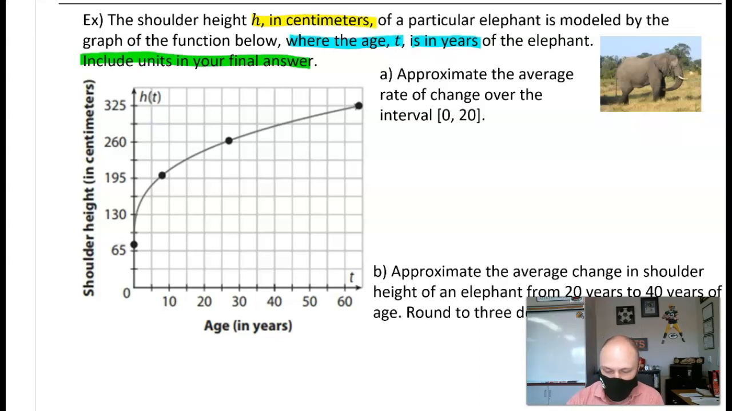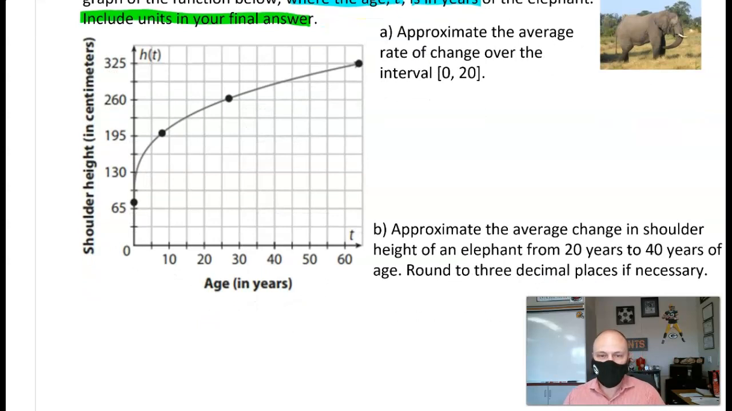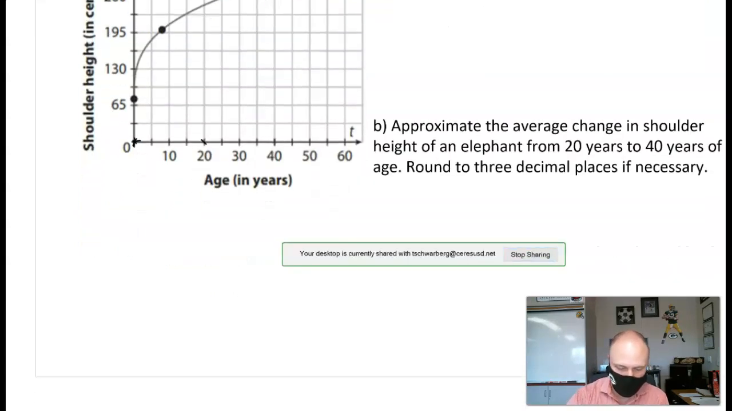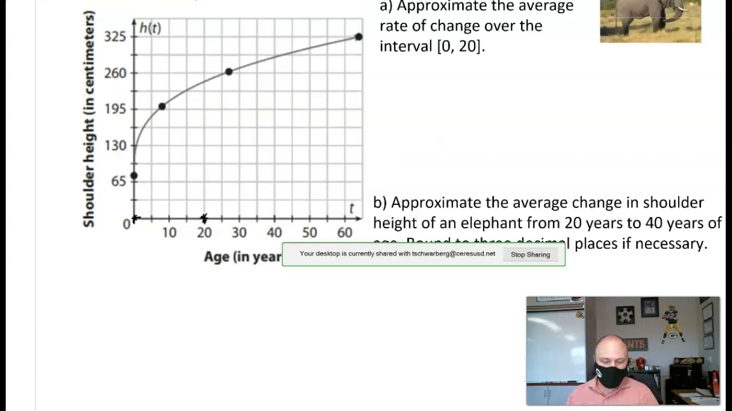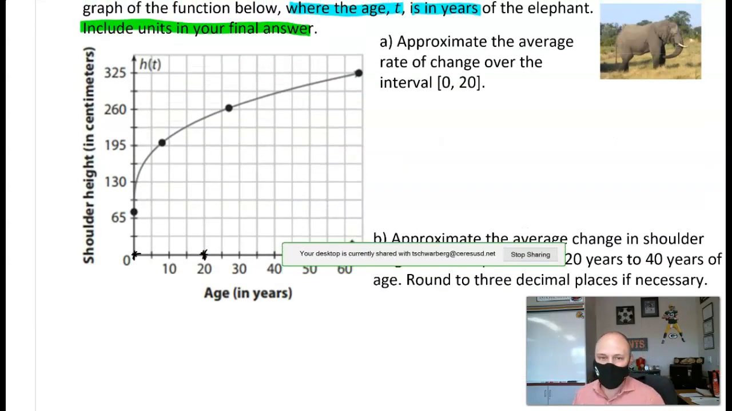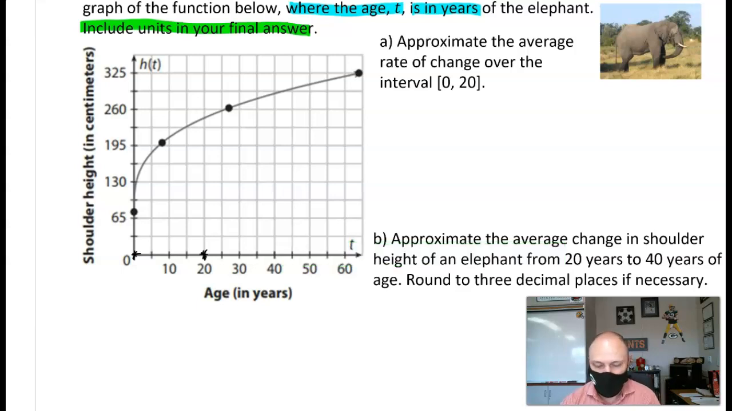So if you're thinking about this, here's our information in a graph. 0 is right here. Here's 20. So I want to calculate the average rate of change over that interval. I want to go ahead and find my points. They've given us the x values, 0 and 20. So step 1, find the points. What are the 2 points that you're going to calculate the average rate of change between? So I have 0 and I have 20.